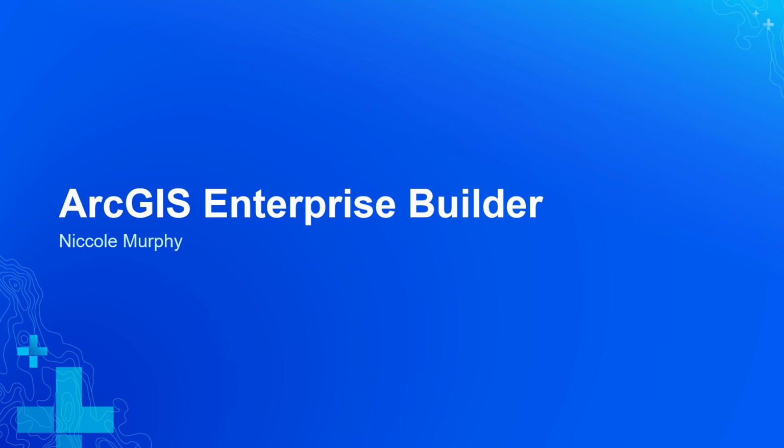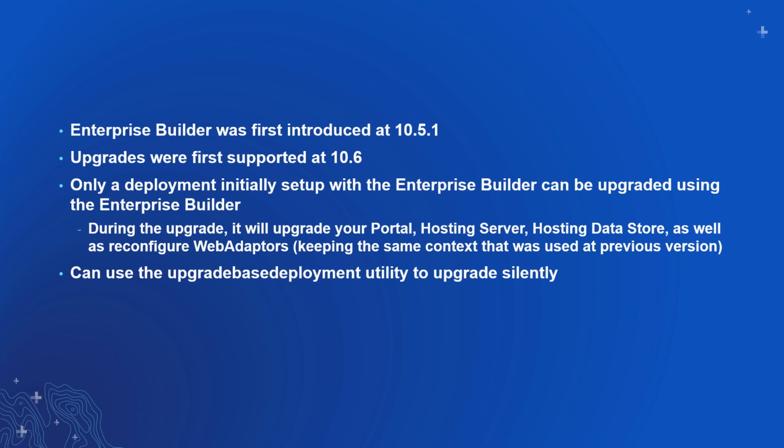So that's each component individually. We also have this thing called ArcGIS Enterprise Builder that includes all of those components in one simple setup. Let's talk a little bit about specifics. Enterprise Builder was introduced at 10.5.1. This is the all-in-one installer that installs everything for you on one machine: portal, server, data store, two web adapters, and configures it. The first version that we supported upgrades for this was 10.6.